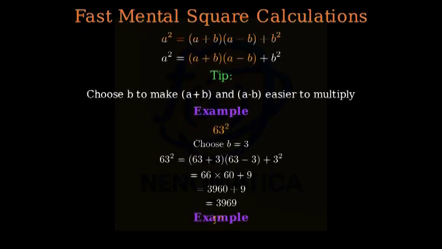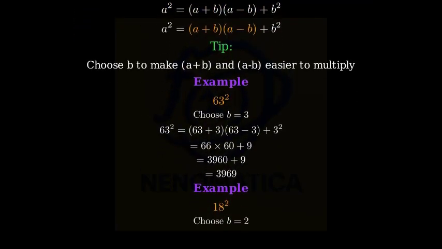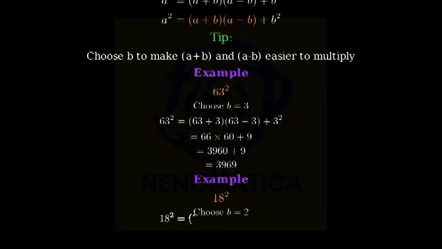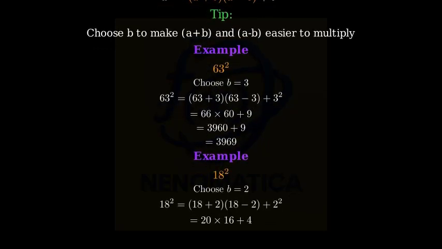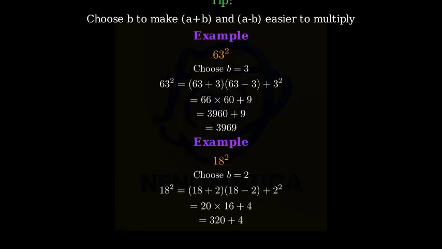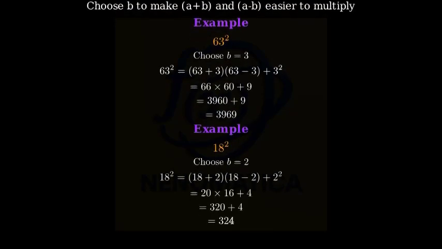Let's try another example. We want to compute 18 squared. For this case, let's choose b equal to 2. Substituting into our identity, we get 18 squared equals 18 plus 2 times 18 minus 2, plus 2 squared. This simplifies to 20 times 16 plus 4. 20 times 16 is 320. Adding 4 gives us our answer, 324.